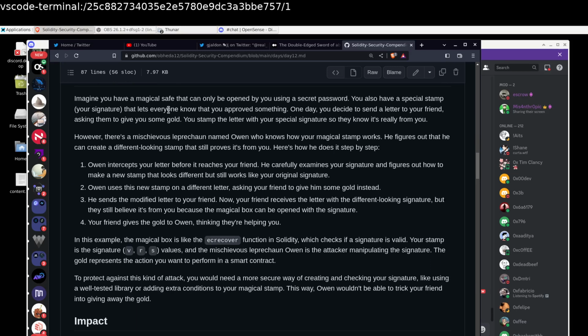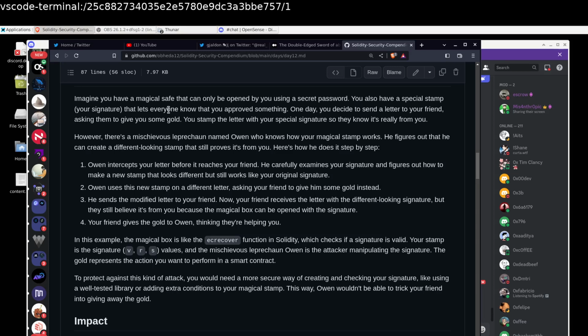Imagine you have a magical safe that can only be opened using the secret password. You can also have a special stamp, your signature, that lets everyone know that you approved something. One day, you decide to send a letter to your friend, asking them to give you some gold. You stamp the letter with your special signature so they know it's really from you.